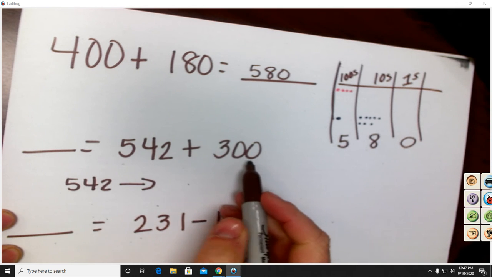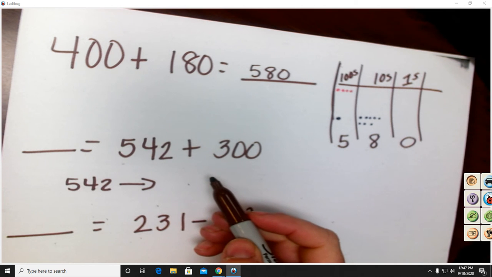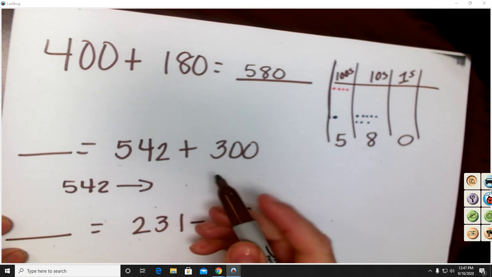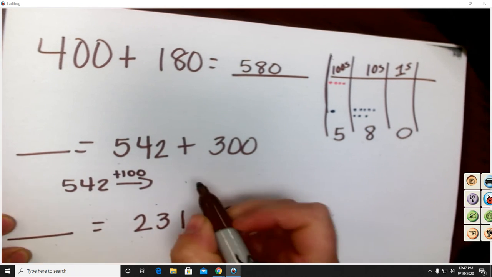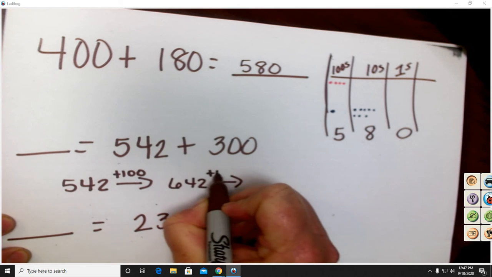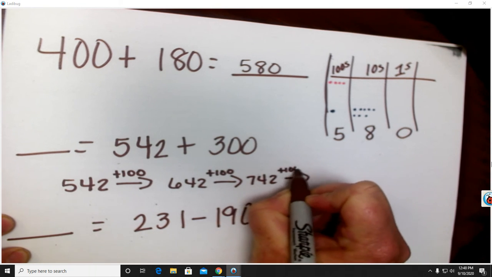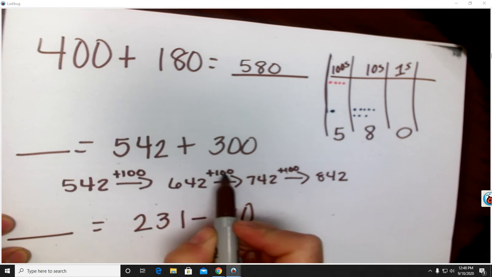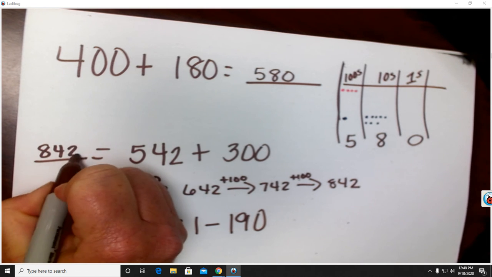So you can either go plus 300 if you know what that answer is going to be, or you can break the 300 up into 100 plus 100 plus 100. So I'm just going to do that. 542 plus 100 is 642. Plus another 100 is 742. Plus another 100 is 842. So I've added my 300s, 1, 2, 3. So I know that my answer is 842.